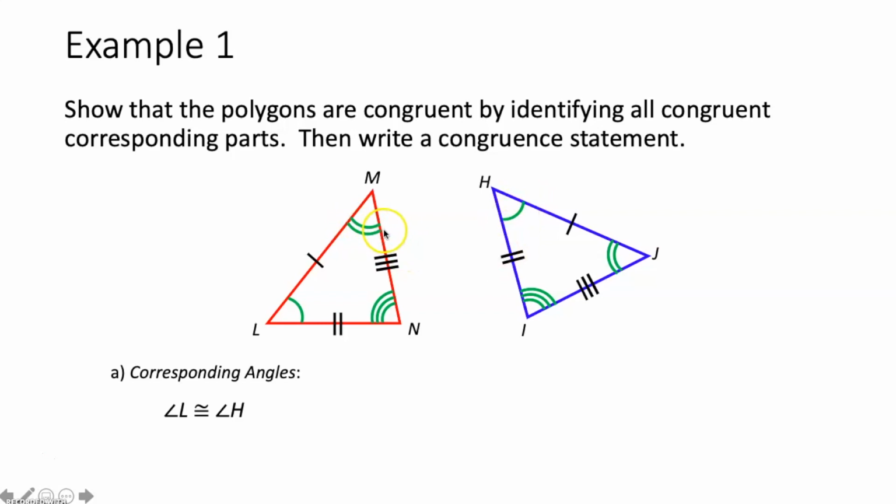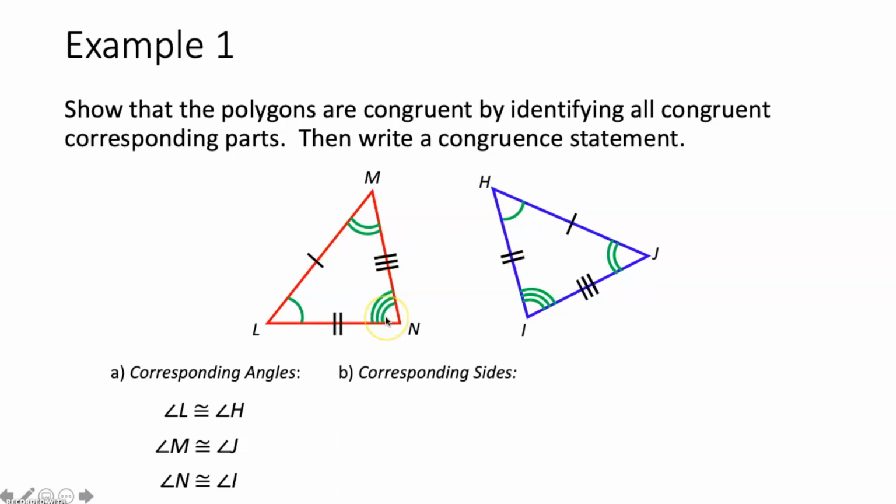Because angle M has two arcs over here, we know that it must be congruent to angle J because it has two arcs over here. Because angle N has three arcs over here, we know that it must be congruent to angle I, which also has three arcs over here. So those are all of our corresponding angles that we know are congruent because we know these two triangles are congruent. Now let's look at the corresponding sides.